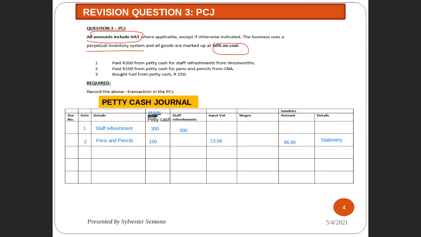Okay, any question? Remember these amounts, remember I said you only include VAT in the main column, guys. Please write it down once again. VAT is only included in the main column. In all the other columns, you must make sure that VAT is not included. So for the stationery, you cannot put 100 because 100 has got VAT in it. Please do not forget. So if you say 100 minus 13, you get 86 there. Can you see? That's what I did.